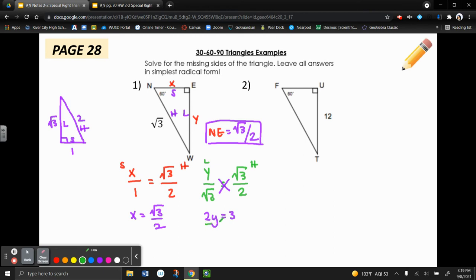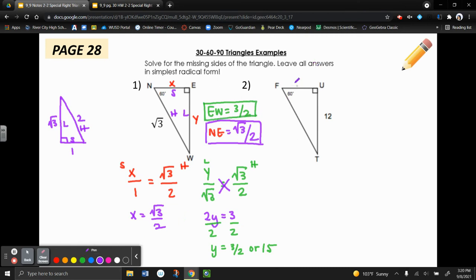And then to finish this problem, we need to divide both sides by 2. So y is equal to 3 over 2, or 1.5. So our other missing side, EW, is equal to, I'm going to leave it as a fraction, 3 over 2. So again, just using similarity to match up your sides.